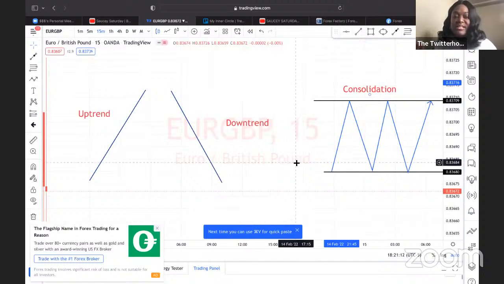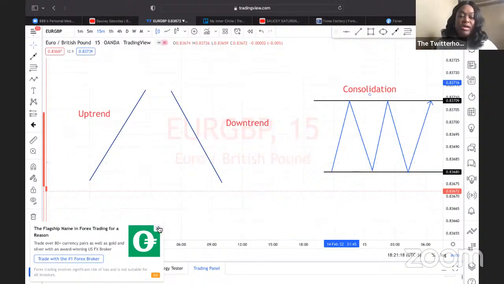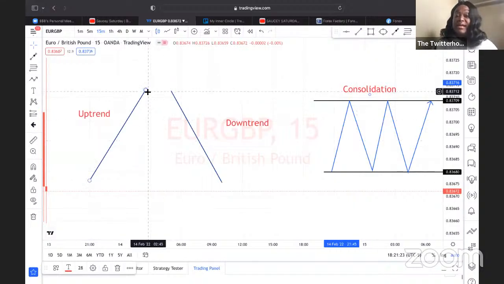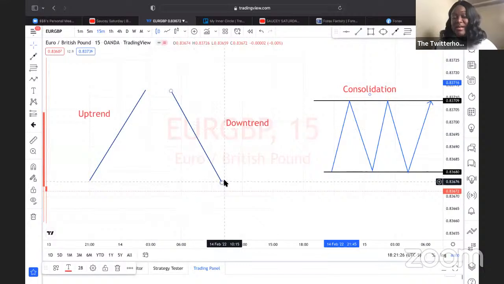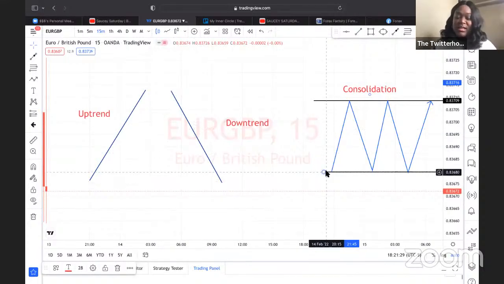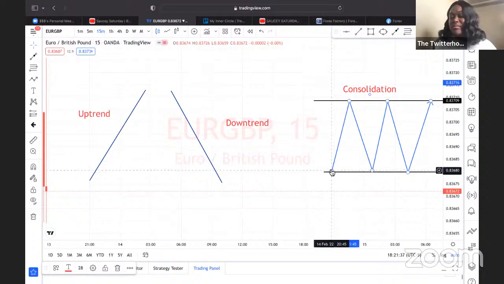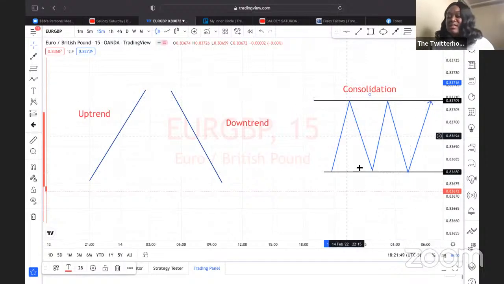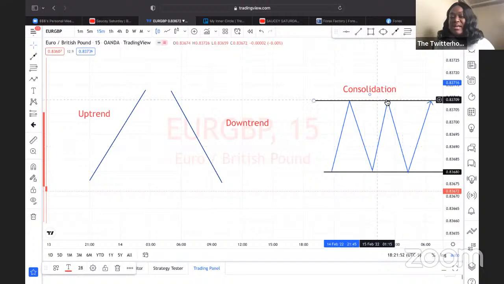Now, there's this saying, trade with the trend is your friend. So in an uptrend, you want to buy the market. In a downtrend, you want to sell the market. When it's in consolidation, and people, once they start trading a little bit more, they'll take this chance. You can buy when it's down at the bottom, sell at the top, buy at the bottom, sell at the top. And there's a name for these areas.